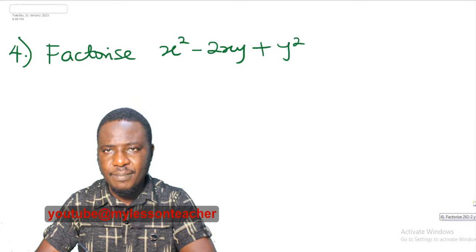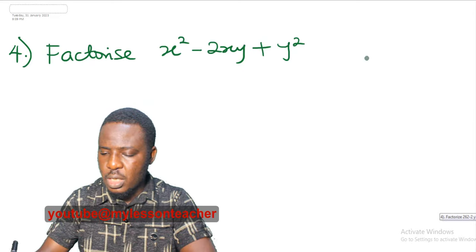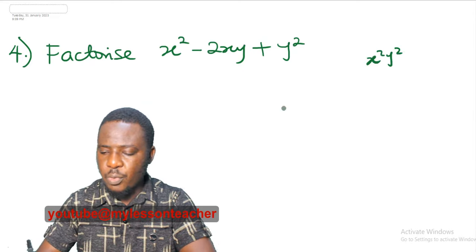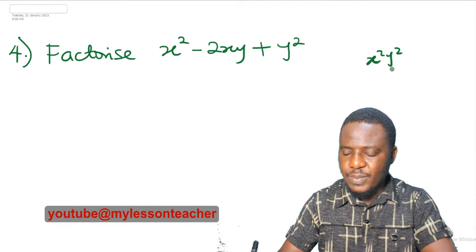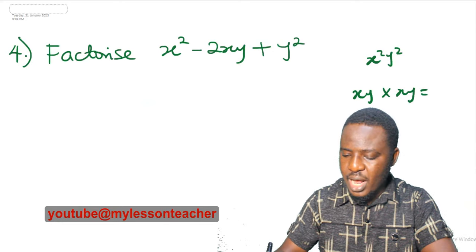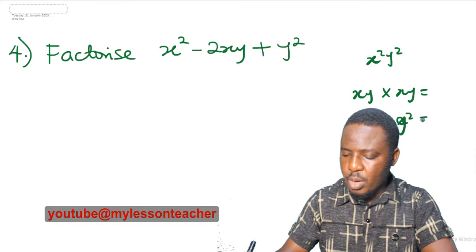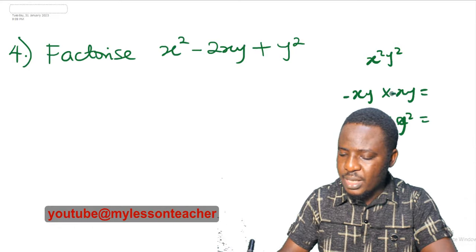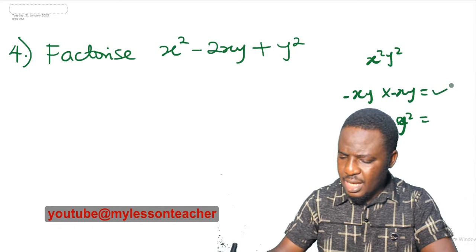You have to do the same, and this becomes x squared y squared. Look for those two terms that when you multiply them together, give you x squared y squared. You have xy times xy, and we have x squared times y squared. But when you add them together, will it give you minus 2xy? No.